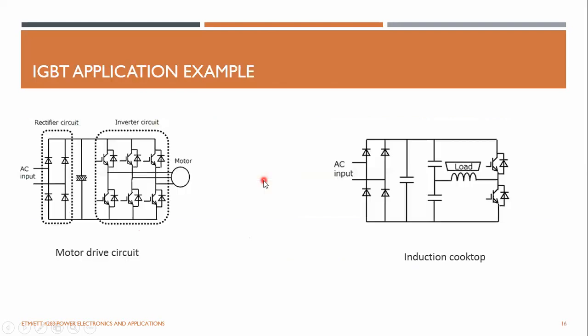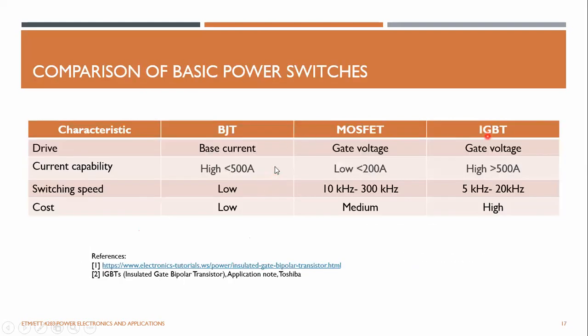Now we can compare the BJTs, MOSFETs, and IGBTs in this table. The driving signal, or control signal, of a BJT is based on a current signal, so you have to keep a continuous current to turn on the device. The MOSFETs and IGBTs just need a voltage signal, so these devices are more efficient compared to BJTs.